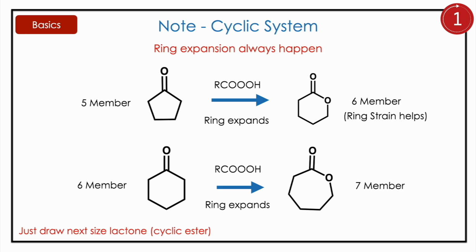Then the final basic: if you are in the cyclic system, the ring always expands. Strain also sometimes helps the expansion. Suppose you have a ketone in the cyclic system, you end up with a lactone. The ring expands with one oxygen atom because you are inserting the oxygen. That's why ring expansion. Here I have shown a 5-member ketone becomes a 6-member lactone by the expansion with oxygen. The same will happen with 6-member to 7-member. So whenever you have a cyclic system, ring expansion happens.